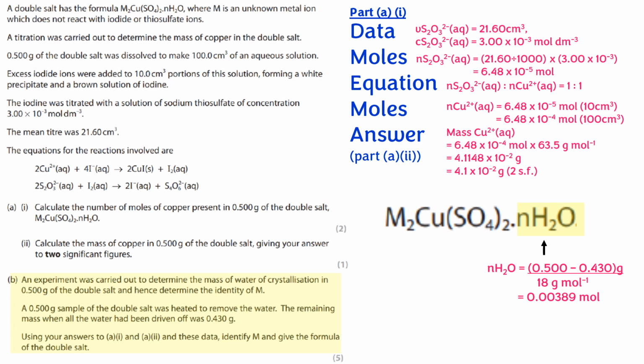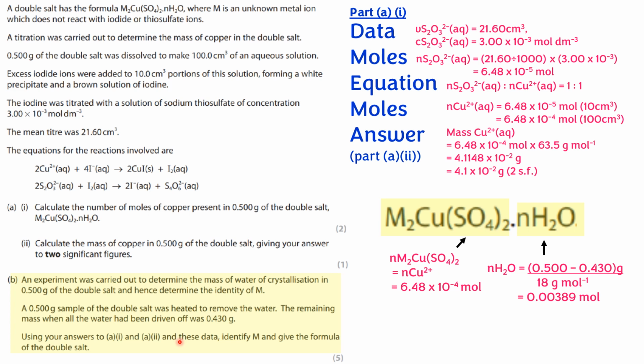So it tells us that the remaining mass after all the water had been driven off was 0.430 grams. You started with 0.5 grams. So the difference must be the mass of water that was driven off. So dividing the mass of water driven off by its molar mass, you get 0.00389. Now let's handle the anhydrous salt.